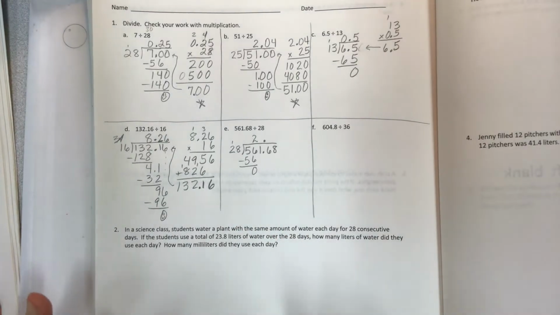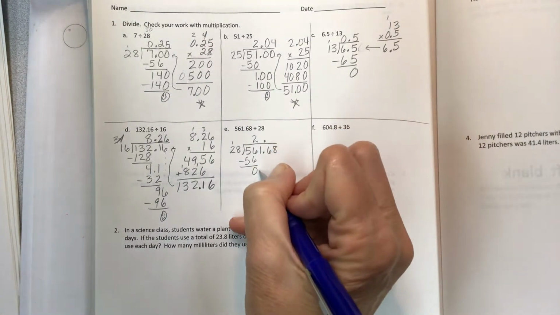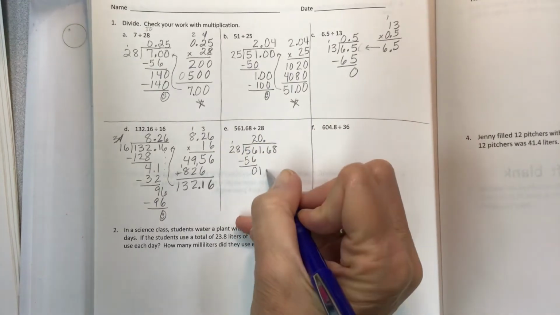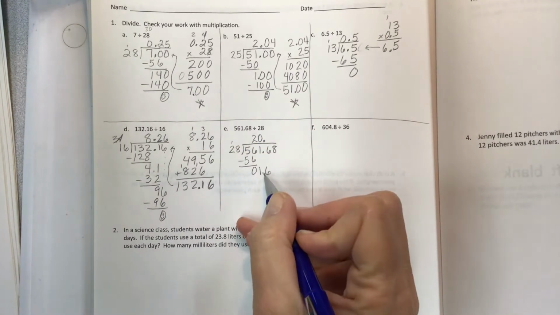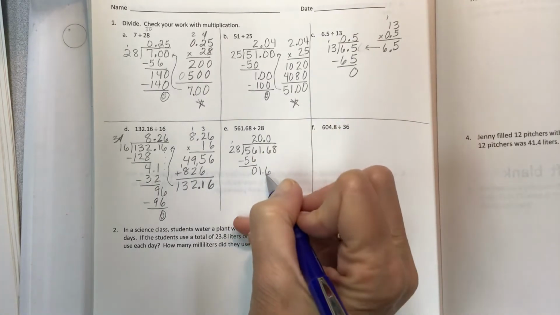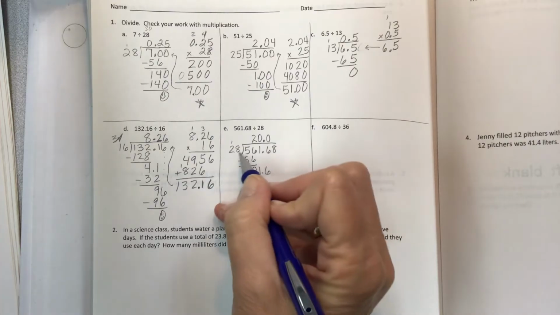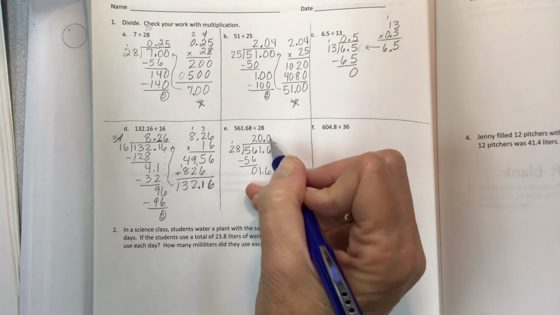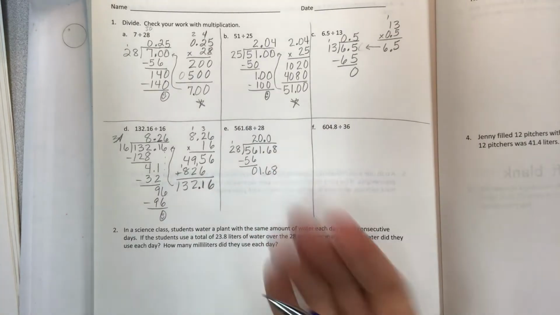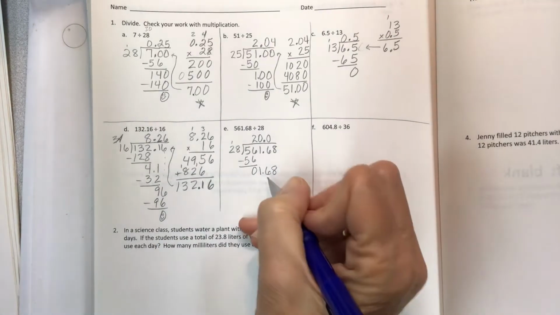But they did this on purpose because they want you to see that when you bring down, you have not enough to divide. So I'm going to bring down again. And guess what? You still have not enough to divide. 16 tenths cannot be divided by 28 by any amount. So continue all the way over until you have enough to divide. That's the trick with this problem.